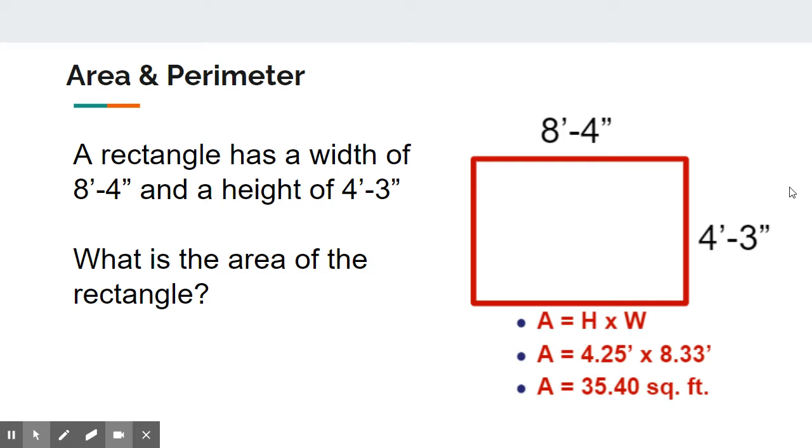So we know that 4 feet 3 inches is equivalent to 4.25 because 3 divided by 12 is 0.25. And 4 inches is 0.33, because 4 divided by 12. All right. So then you multiply those numbers together and get your 35.4 square feet. Okay. So the square feet is important. It is the accurate label that you need for that number.